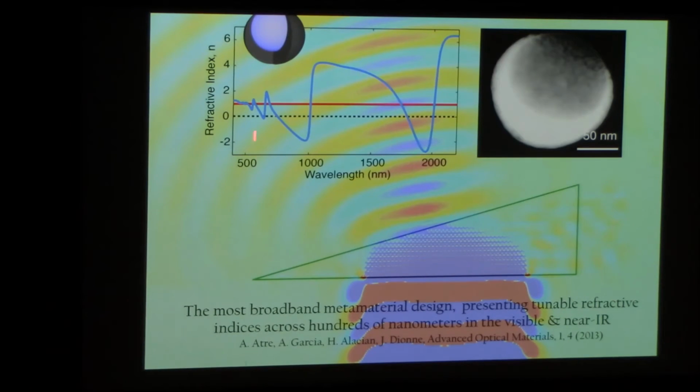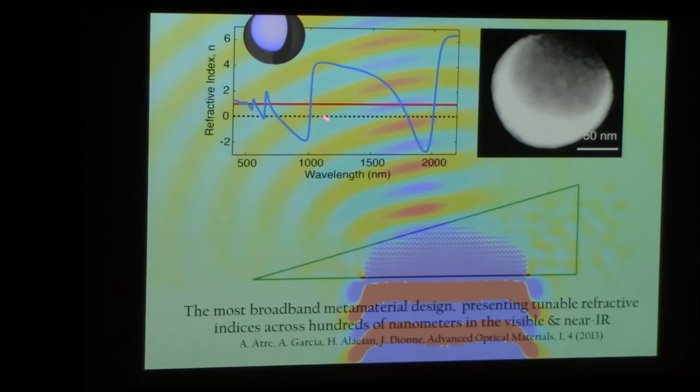So here is a simulation of a crescent-shaped structure composed of a tapered metallic shell on top of a polystyrene core. And you'll notice that there are tunable indices, some of which are negative, some of which are large and positive, across hundreds of nanometers in the visible and near infrared. So we can get negative indices here over about 200 nanometers in the red portion of the spectrum, and about 120 or so nanometers in the near infrared. We've been able to create individual, I guess, meta-atoms, if you want to call them that. So here are these crescents.